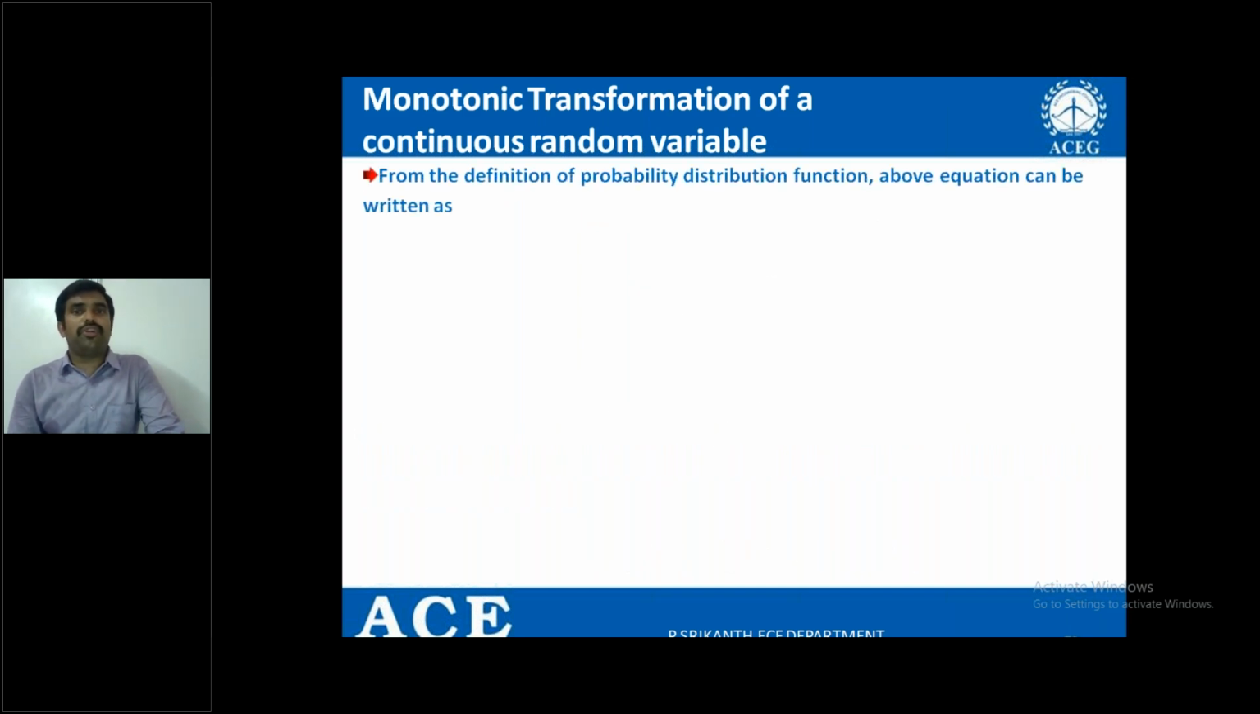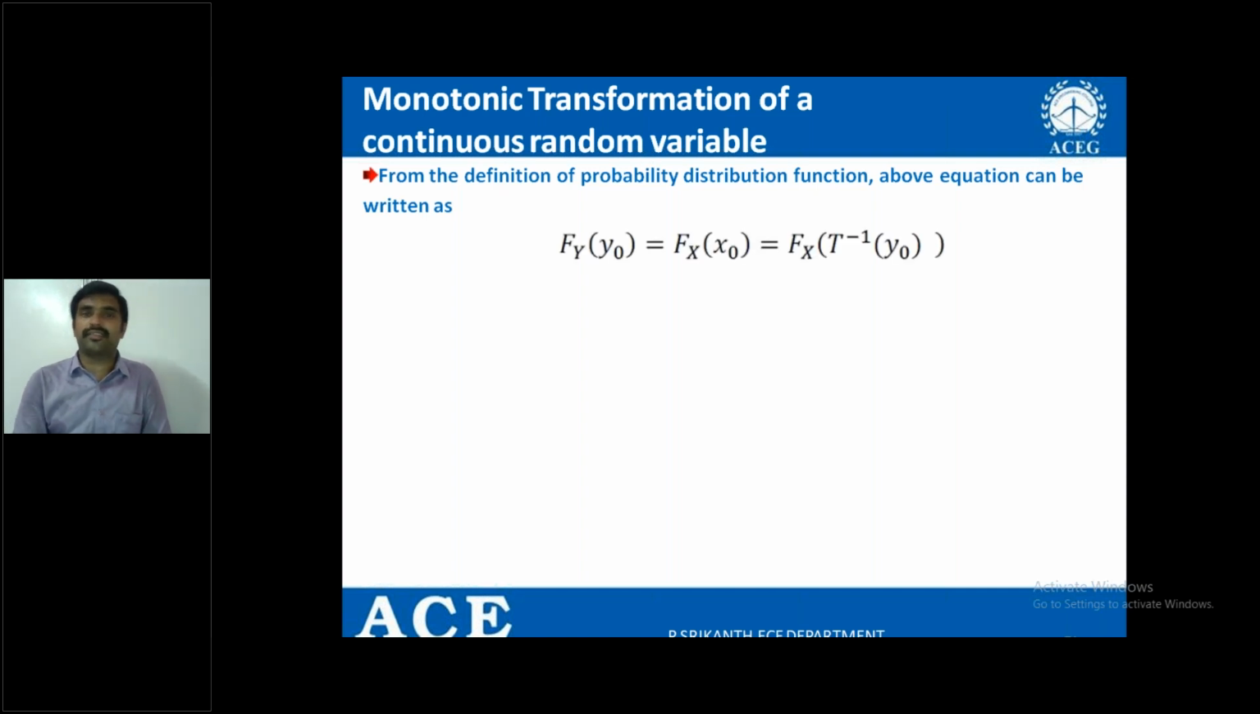Now for the probability distribution function for this monotonically increasing case, what do you mean by this? I have the random variable x, and I am transforming it to y. So for the new random variable, do I need to find the distribution function or not? Yes, I need to find it. So how do you find it? From the definition of the probability distribution function, the above equation can be written like this: F_y of y naught equals F_x of x naught, or F_x of t inverse of y naught.